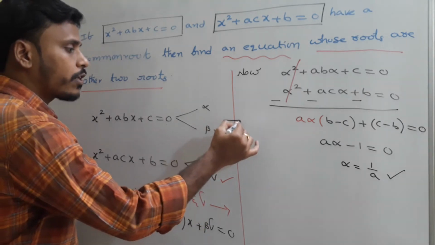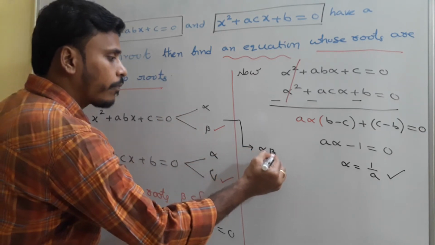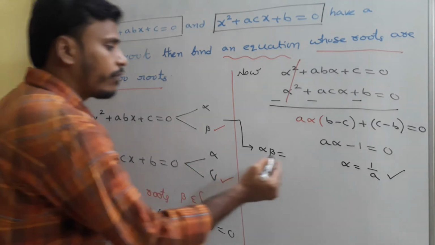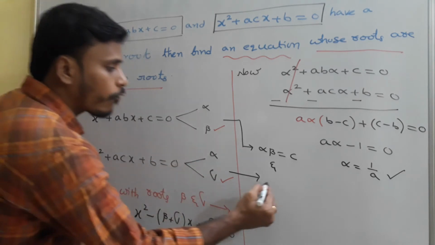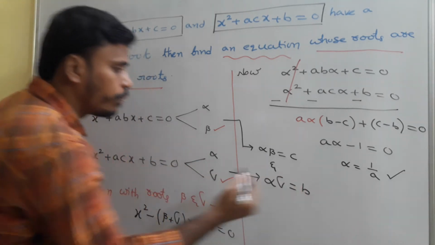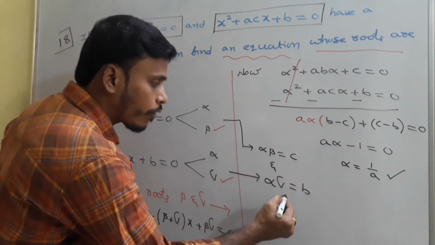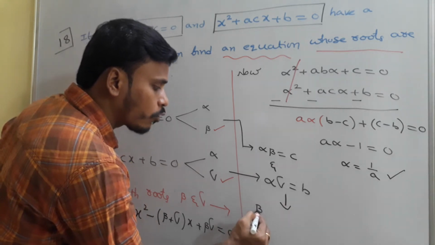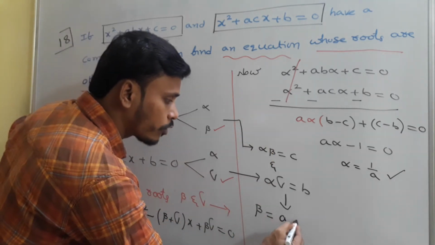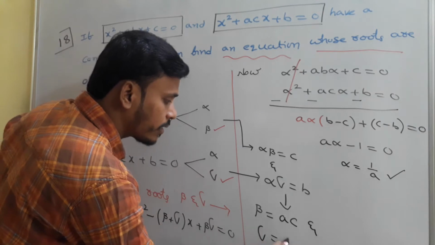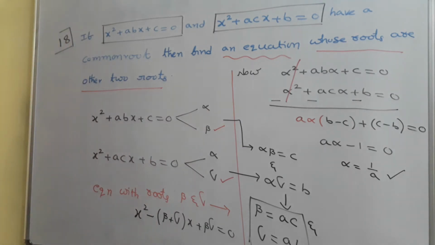Now from the first equation, what to say about the product? The product is alpha into beta, which equals c/a, which is c. And from the second equation, the product is alpha into gamma, which equals b. Since alpha is 1/a, we are very comfortable finding beta. Sending that side, you will get beta = ac and gamma = ab. At the end, I have beta = ac and gamma = ab.